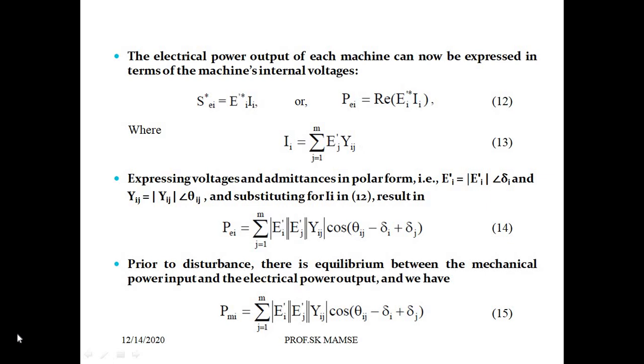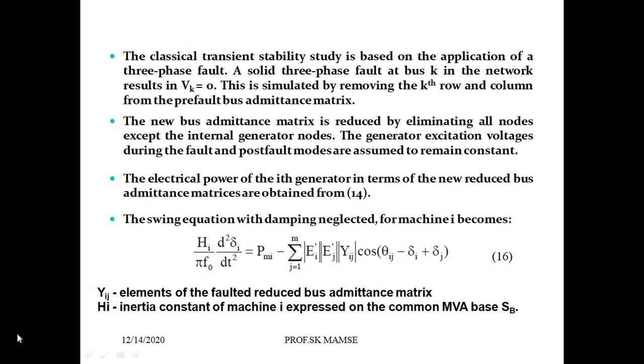Prior to disturbances, there is an equilibrium between the mechanical power input and the electrical power output. That is, Pmi is equal to the sum for j equal to 1 to m of the magnitude Ei times Ej times Yij cos of theta ij minus delta i plus delta j.